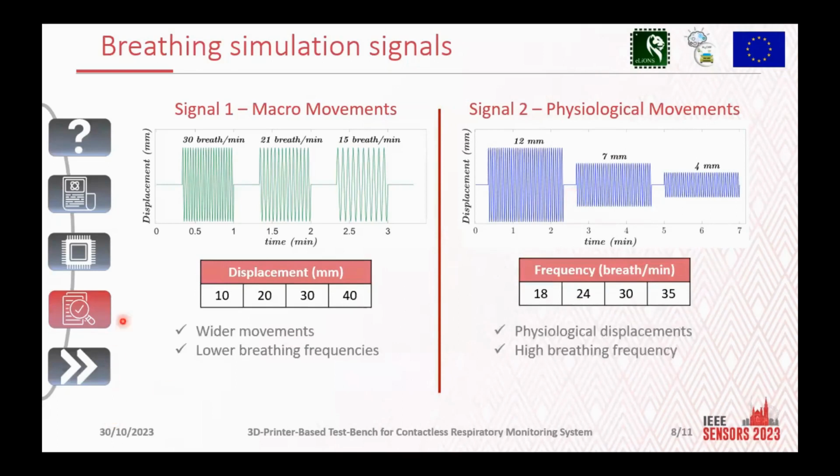Here we have the displacement used, from 10 to 30 millimeters, and these are the frequencies, while on the other side we have 12, 7, and 4 millimeters of amplitude and the values of the frequency.